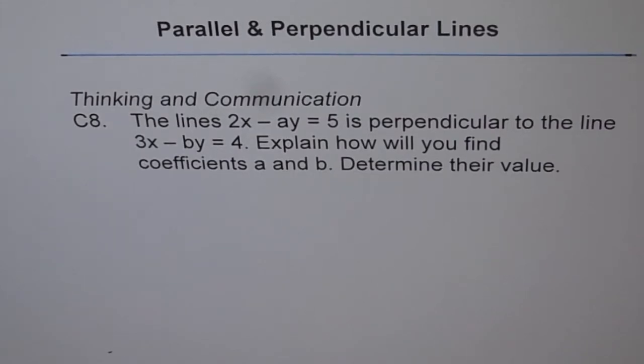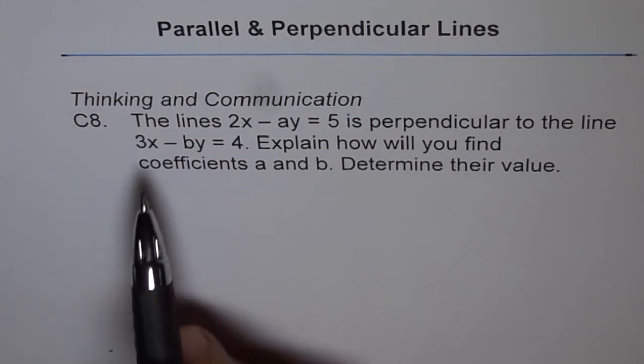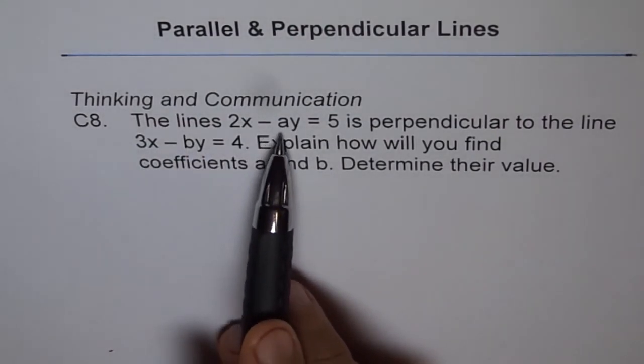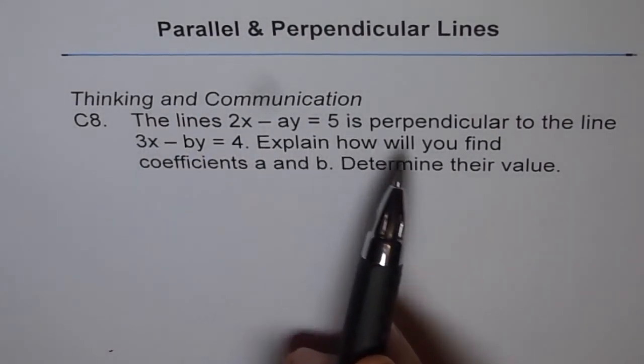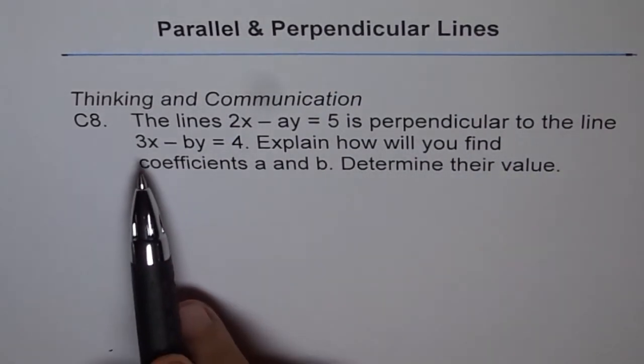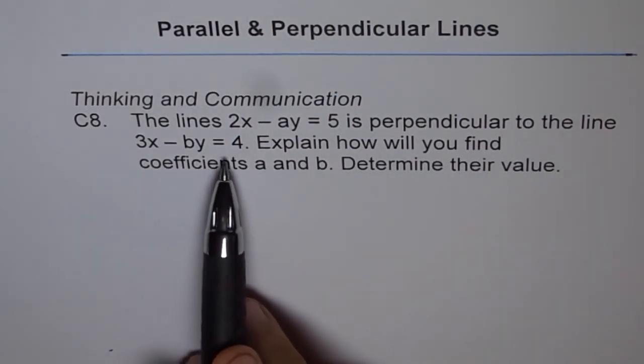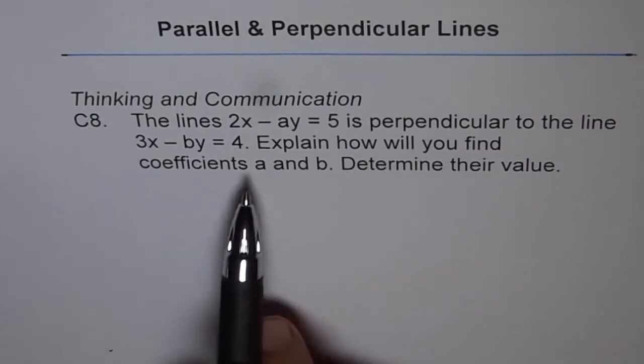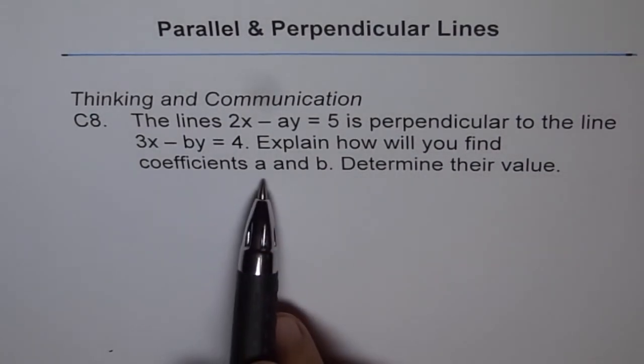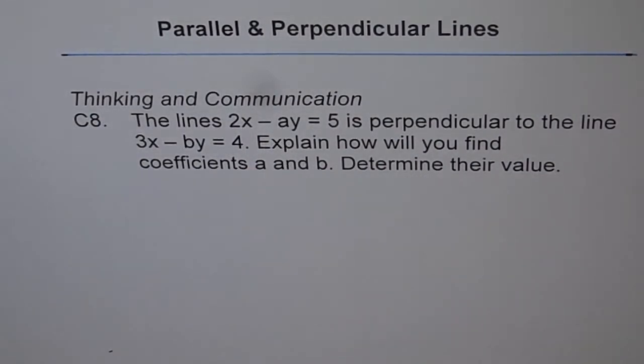Parallel and perpendicular lines. Thinking and communication question. C8. The line 2x minus ay equals 5 is perpendicular to the line 3x minus by equals 4. Explain how you will find the coefficients a and b. Determine their values. This is very difficult. Now how to do it?